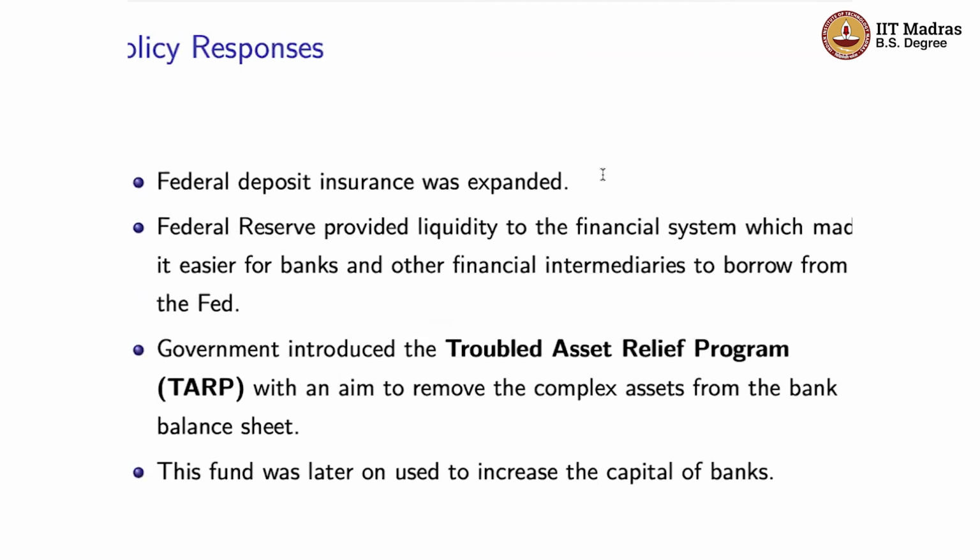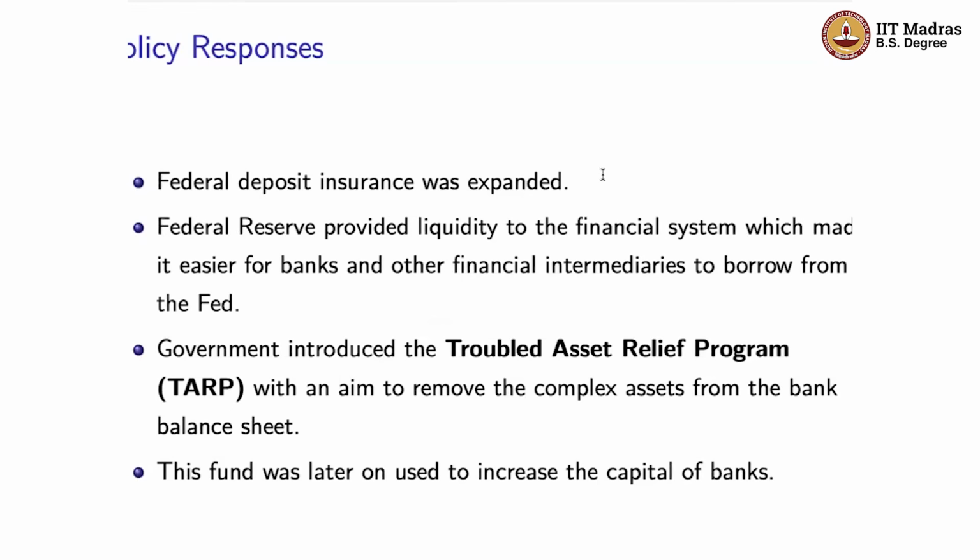So what were some of the responses? One thing that the government did is that they extended this deposit insurance not just to people who have money in the savings account, but also to people who have extended loans to these SIVs, for example. And the Federal Reserve, which is the central bank in the United States, also provided liquidity to the financial system, which made it easier for these banks and other financial intermediaries to borrow. Remember, one problem was that the market for loans had just frozen up, right? Nobody was willing to lend to anybody else because they were uncertain about whether they would be getting back the money or not. So the government stepped in and made it easier for these banks to take out money from the Federal Reserve, right?